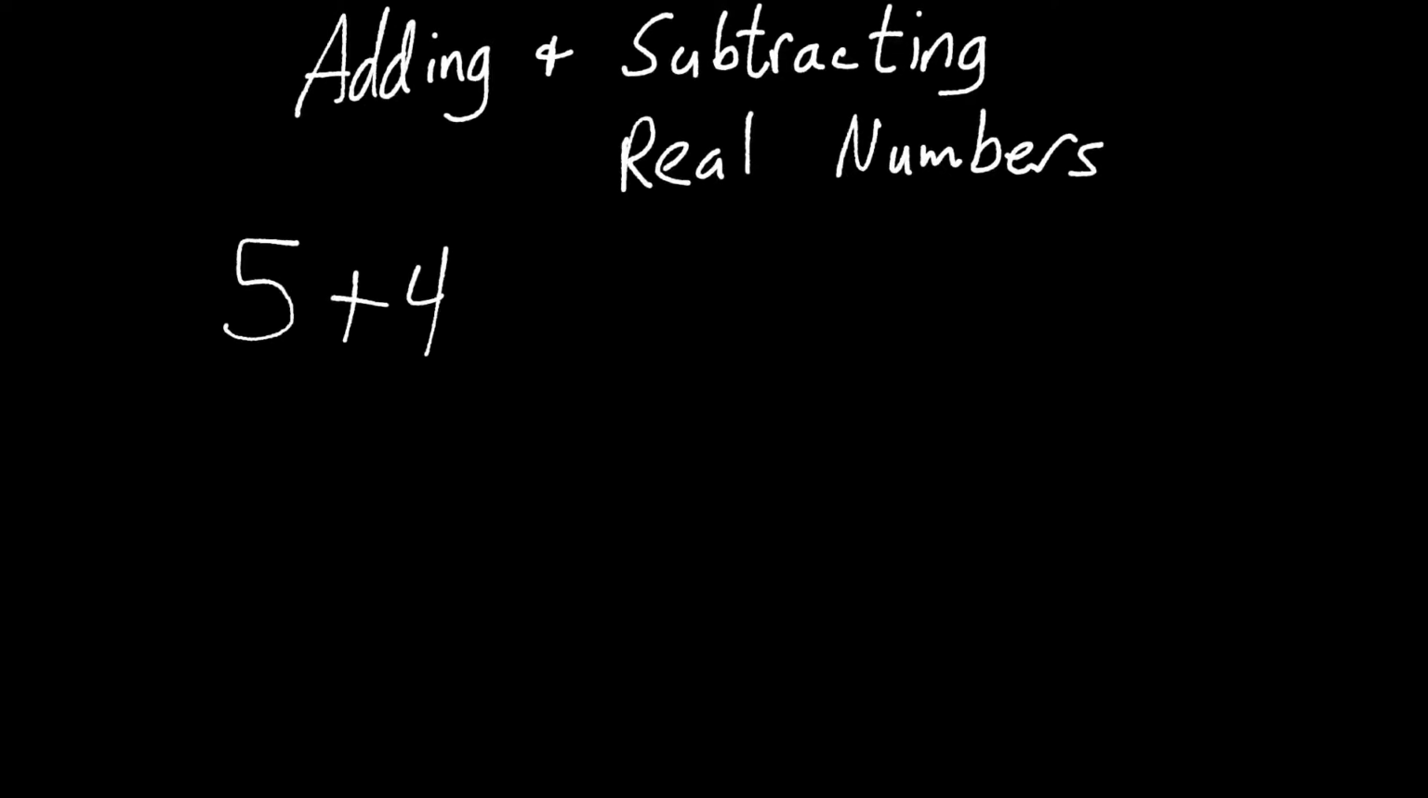So this is addition of real numbers. 5 plus 4, we get 9. Or 5 minus 4, we get negative 1. The issue with adding and subtracting real numbers comes in when we start dealing with negative numbers. That can cause a little bit of confusion for some students. So we're going to spend a little time and show a couple different methods on how to add and subtract with real numbers that are going to include negative numbers. So let's get going.